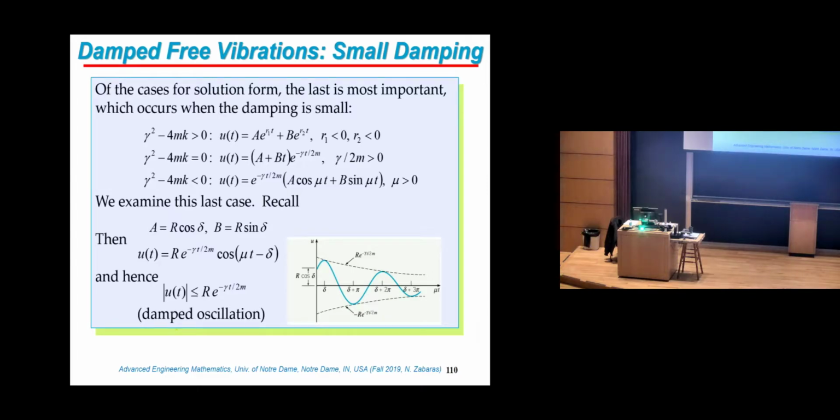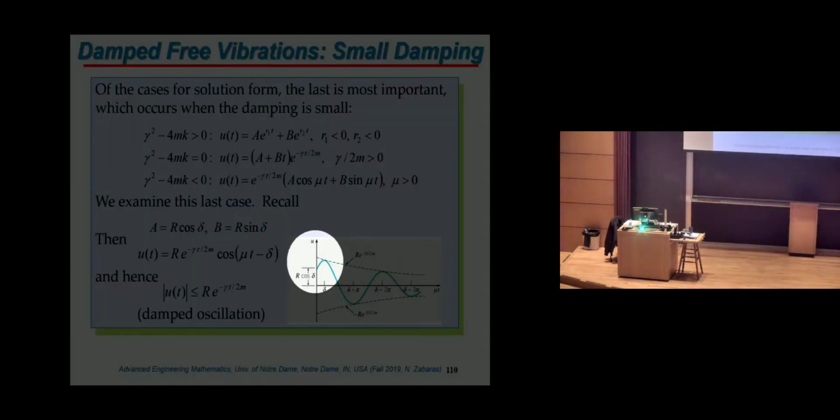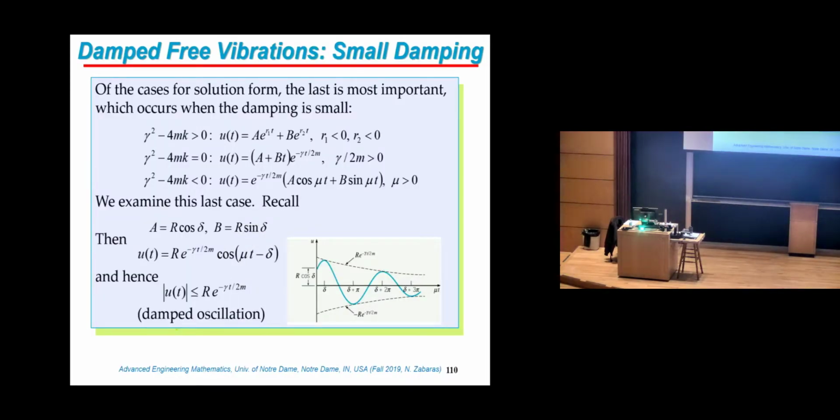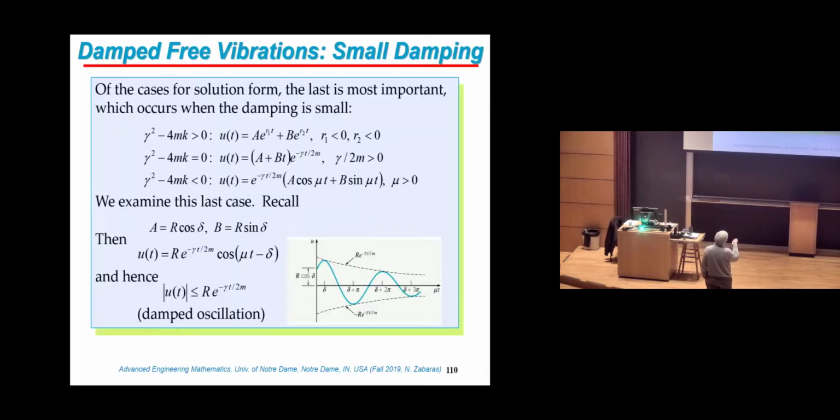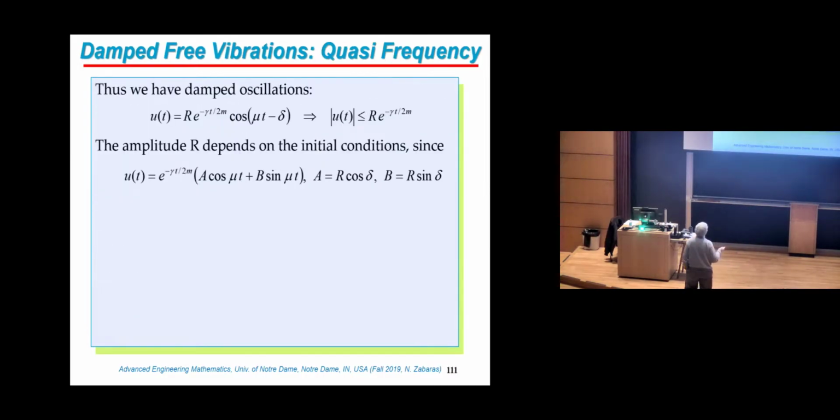And then you get the maximum here at what angle? You get the maximum when the cosine becomes 1, and the cosine becomes 1 when the angle becomes equal to 0. So mu t equals delta. All right, and that's why you see this phase shift delta there, where you get the maximum in u.